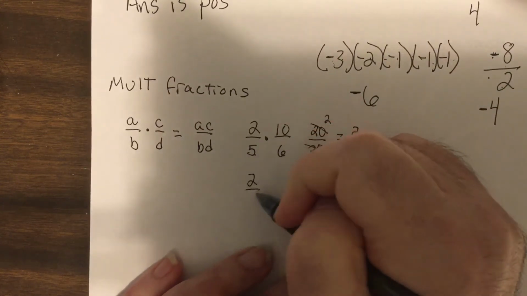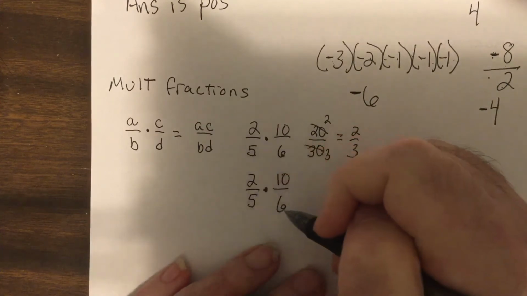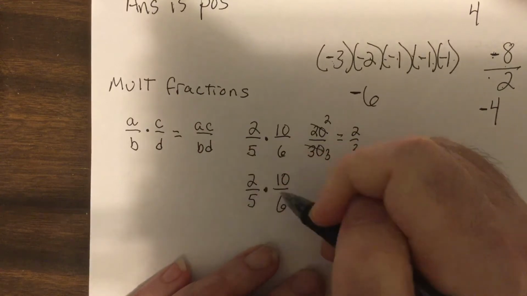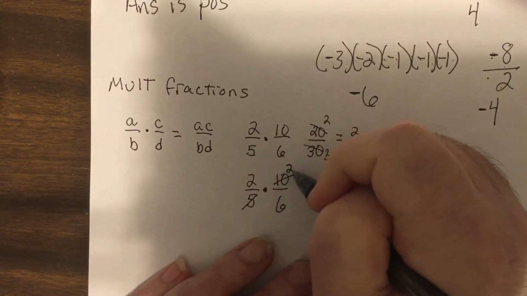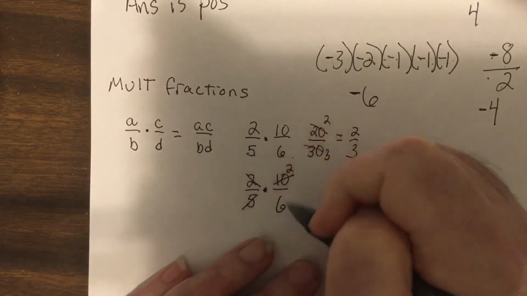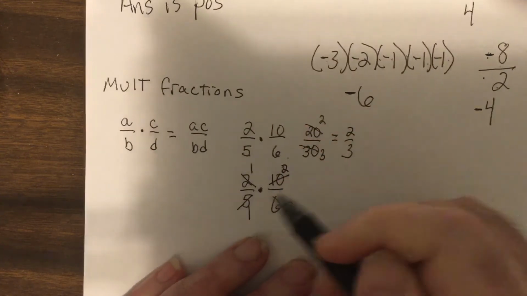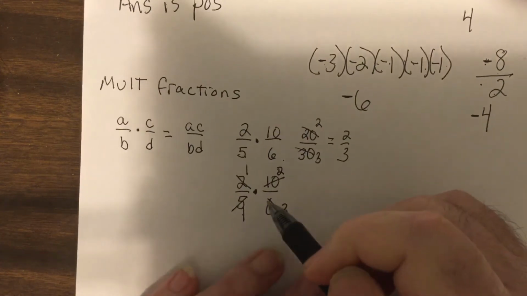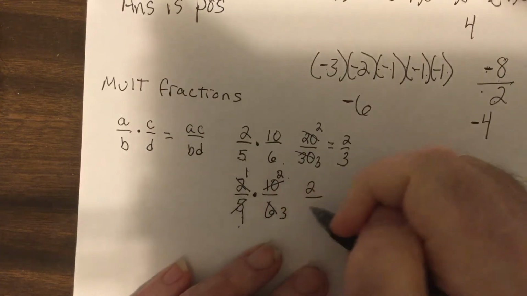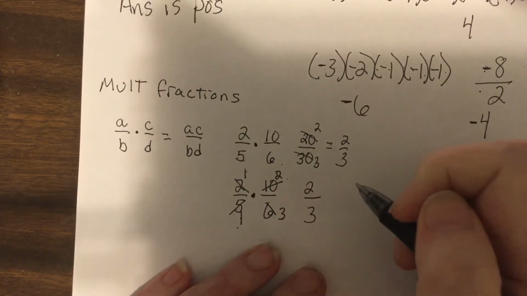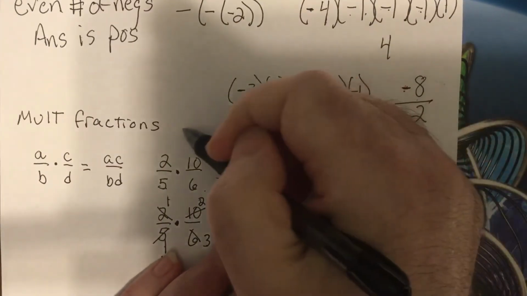Or, same problem, if you have anything in the numerator that will reduce with the denominator, you can actually reduce it at the start. So 5 goes into 10 two times. 2 goes into 6 three times. And whenever you use the whole thing, it reduces to 1. So then multiply. 1 times 2 is 2. 1 times 3 is 3.